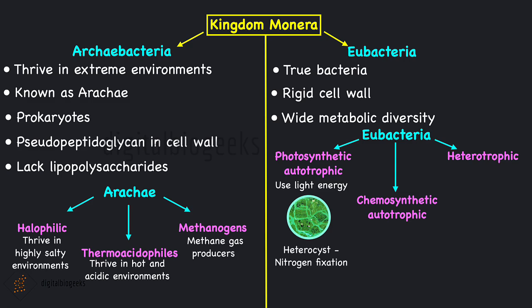A heterocyst is a cell in cyanobacteria or blue-green algae that carries out nitrogen fixation. Examples of bacteria with heterocyst are Nostoc and Anabaena.